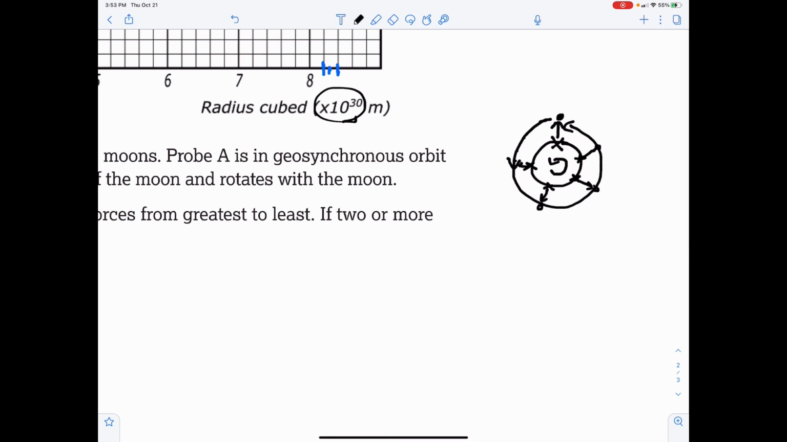So here's the moon. Okay, you have one probe, probe B. Probe B is on the surface. Probe A is away from the surface. Here is the radius that separates the probe from the center of the moon, which would be r, and then this probe right here would be a much bigger r, right? Because it's at a farther radius away from the center of the moon.